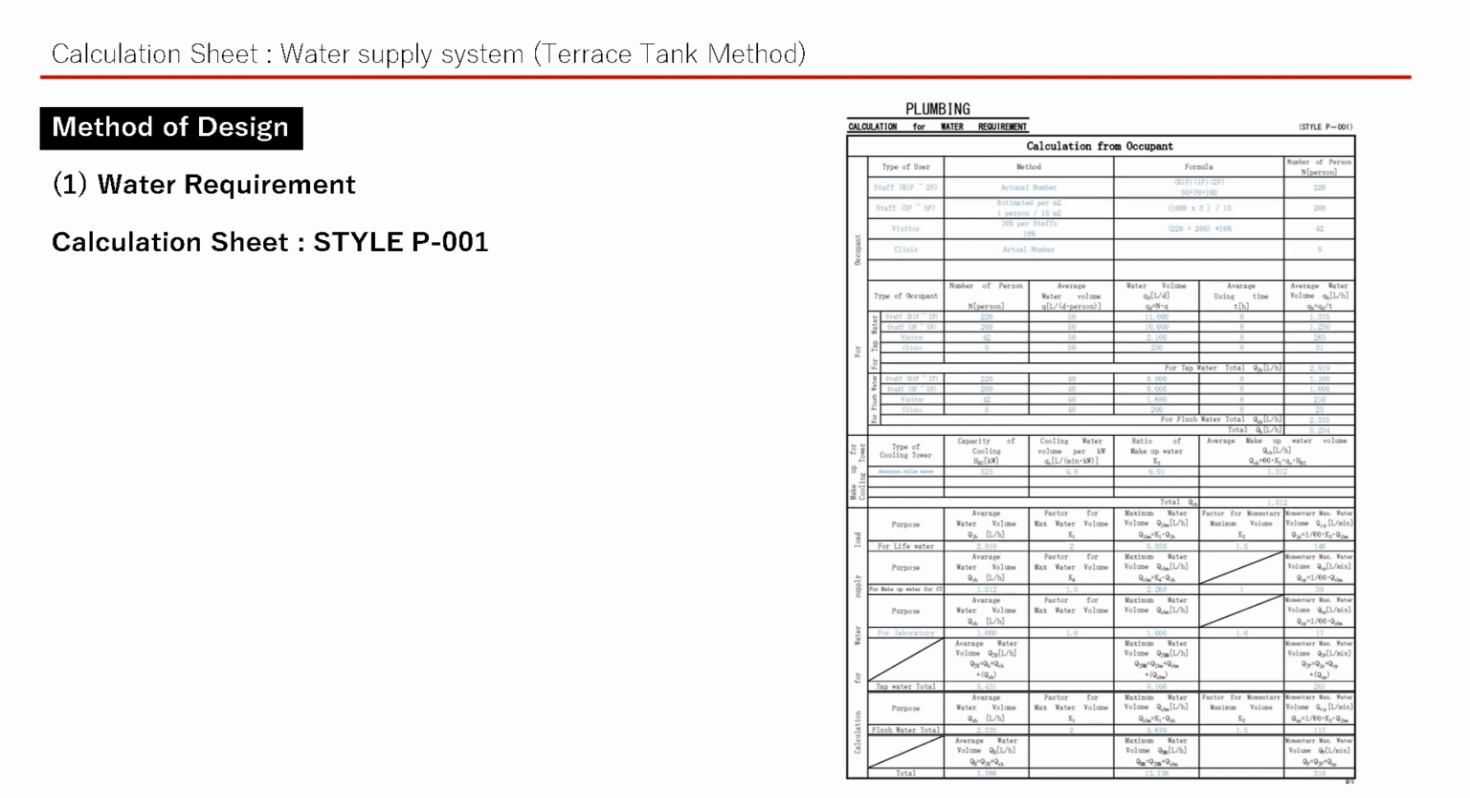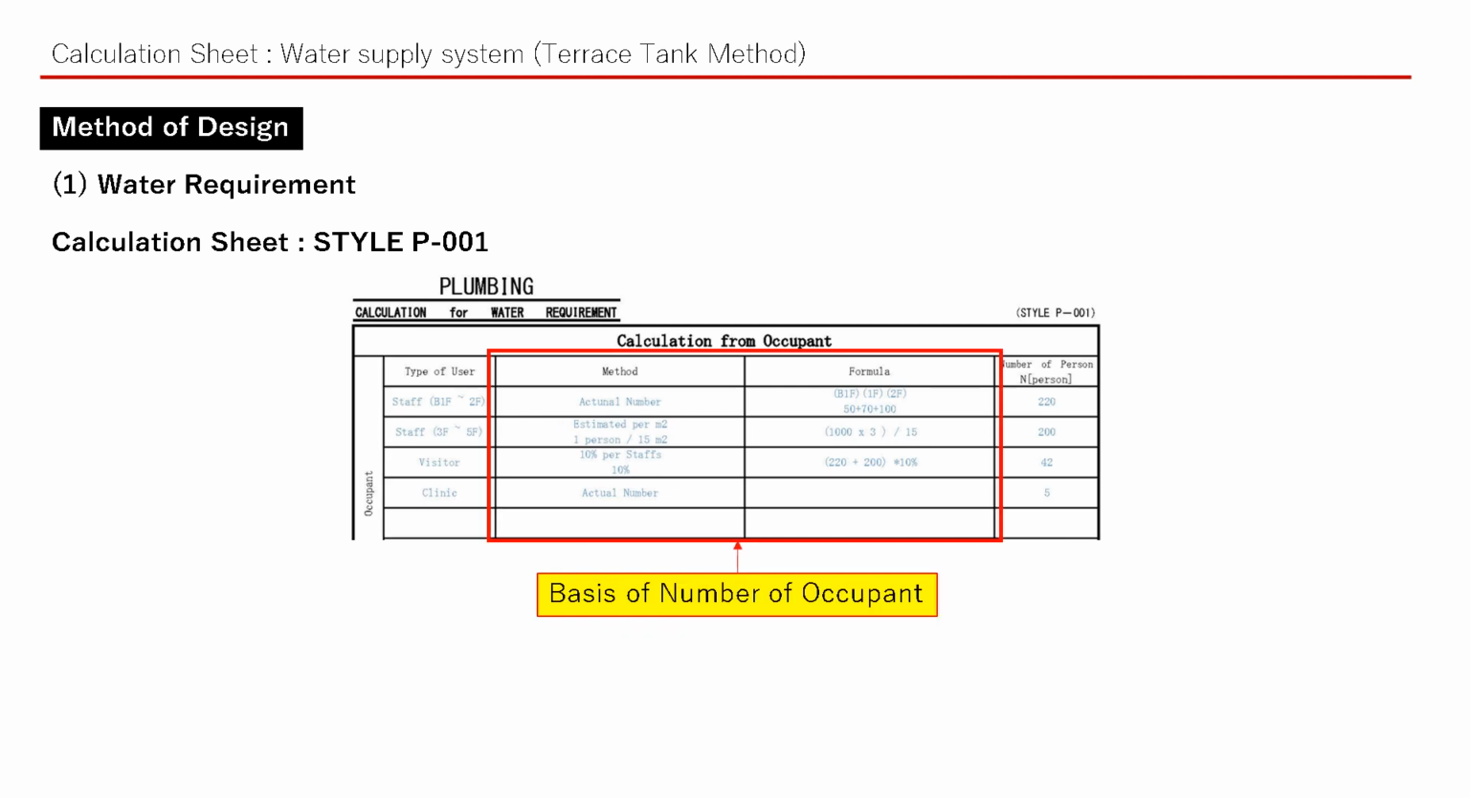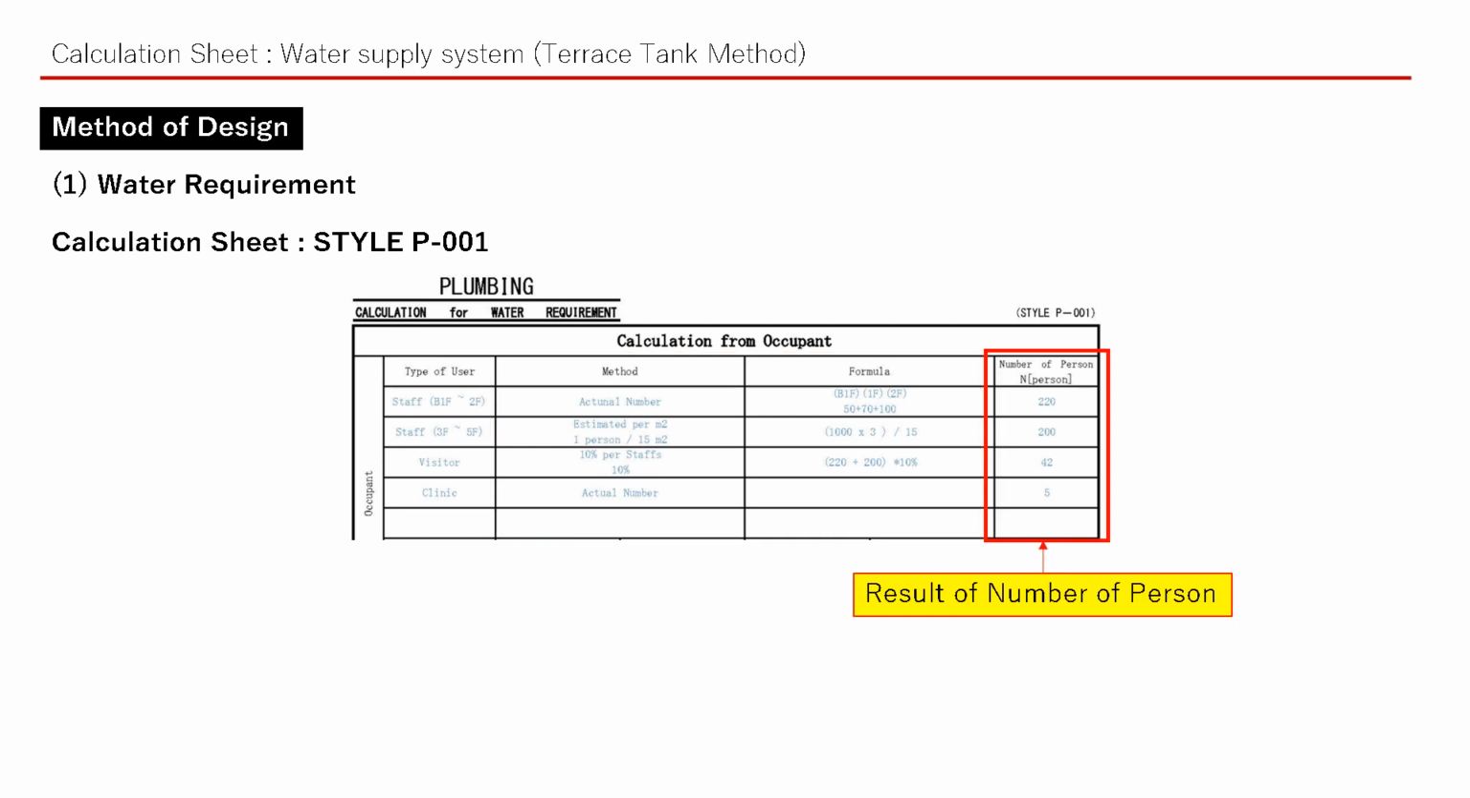First, we need to fix water requirement by calculation sheet P001. We will put basis for number of occupant here. Fill in each type of occupant, like staff, visitor and so on. Put basis of calculation. Clearly stating the reason makes it easier to look back. Here is the result of number of occupant.